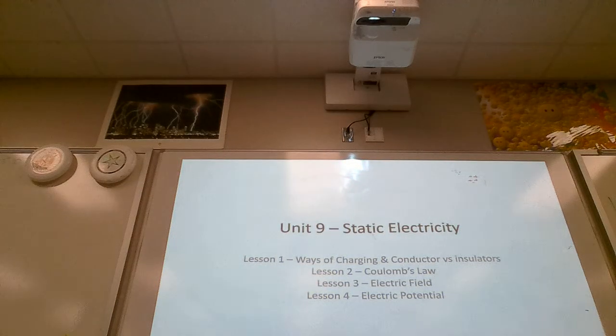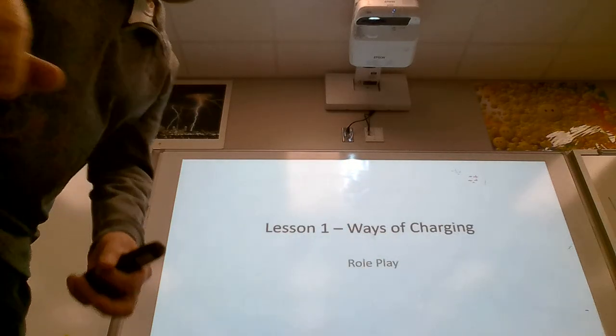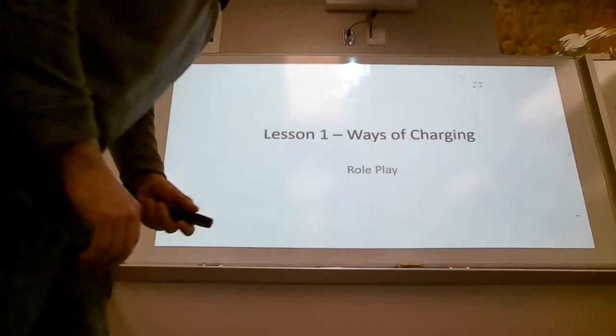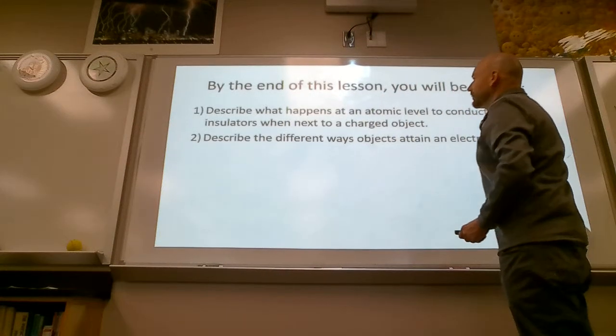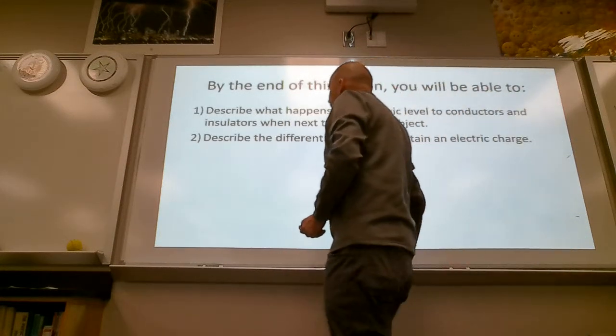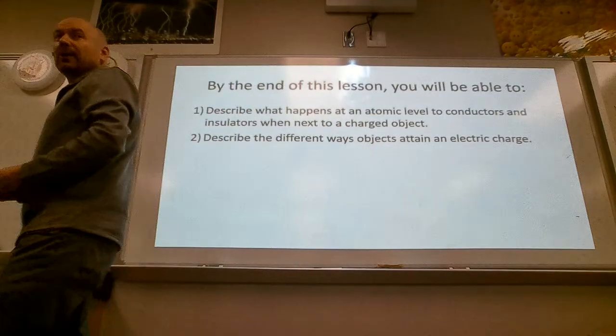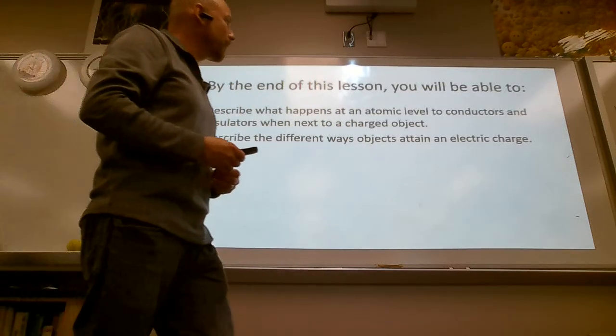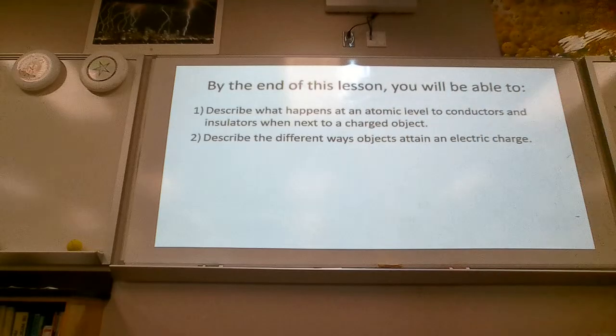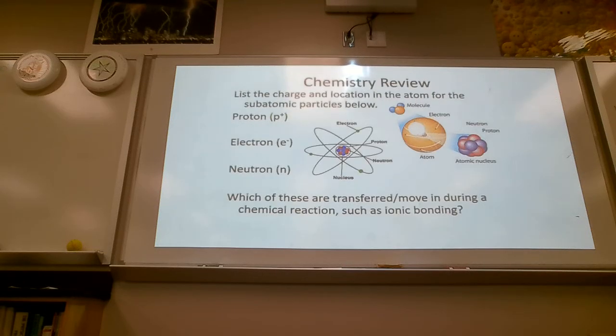Static electricity. We're going to look at ways of charging. By the end of this lesson, you'll be able to describe what happens at atomic levels to conductors and insulators when next to a charged object, and describe three different ways an object obtains electrical charge. Here we go. Quick chemistry review, not to bore you.